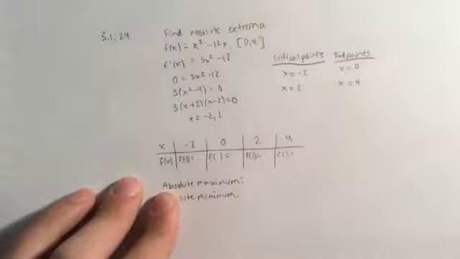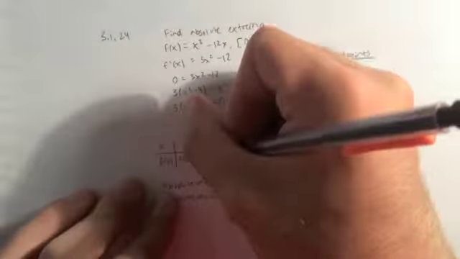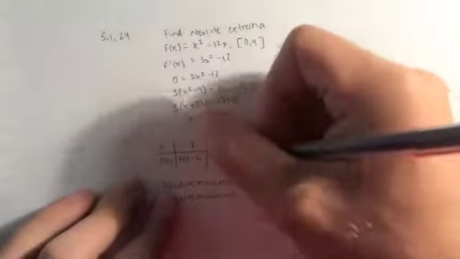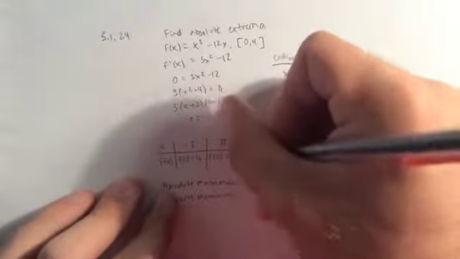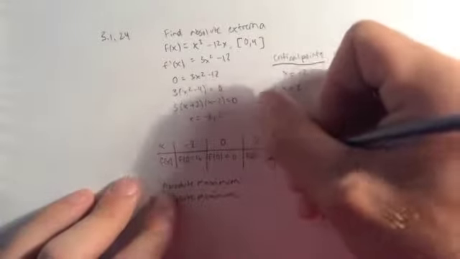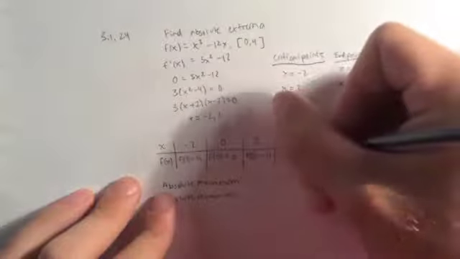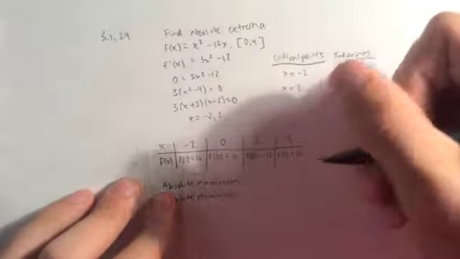And finding their y values, f of negative 2 is 16. F of 0 is 0. F of 2 is negative 16. And f of 4 is 16.